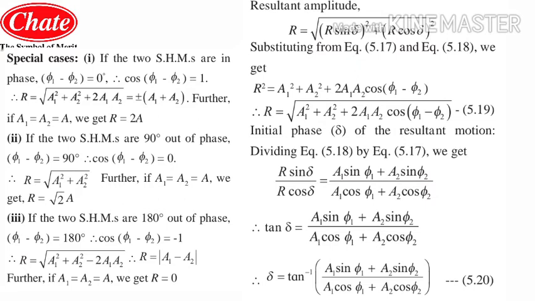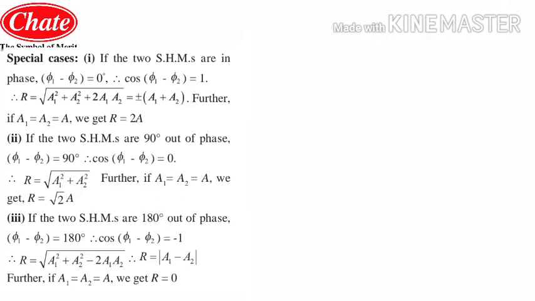Now the second case is if the two SHMs are at 90 degree out of phase. Now phi1 minus phi2 is equal to 90 degree, therefore cos of phi1 minus phi2 is equal to 0. Now r is equal to root of a1 square plus a2 square, and further if a1 is equal to a2 is equal to a, likewise we can calculate r. So r will be root 2 into a.